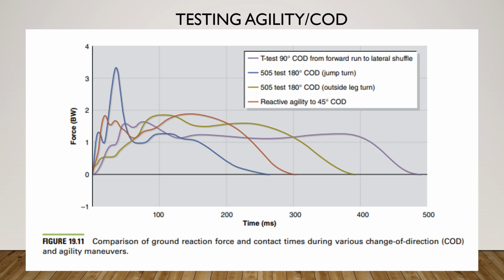And then if we look at the reactive agility test, so a 45 degree angle, again we see a slightly lower peak force, but there is a much shorter ground contact time compared to, say, the 505 test with the outside leg turn. So we're seeing a lower overall impulse through that technique, through that scale of change of direction. So it's just to illustrate how the force profile can differ depending on the amount of change of direction that we're subjecting an athlete to.